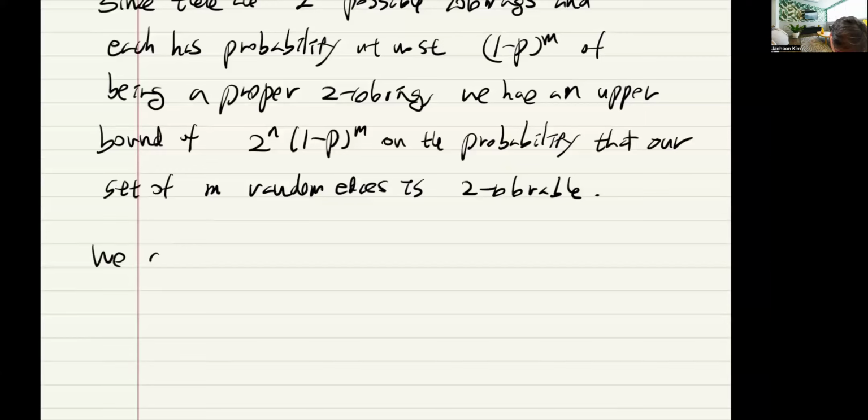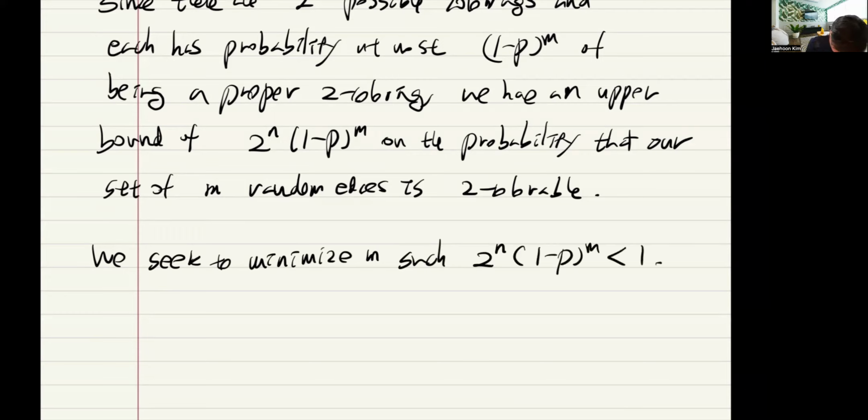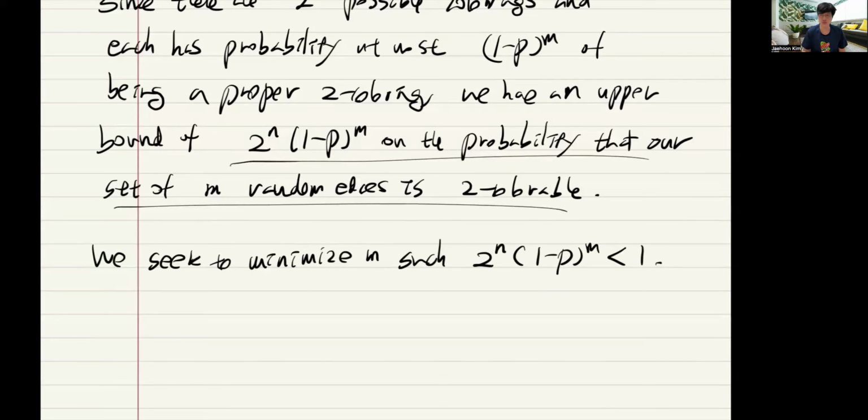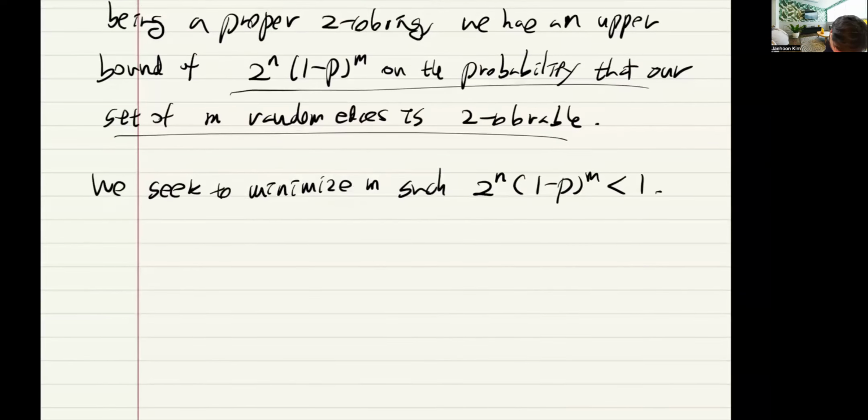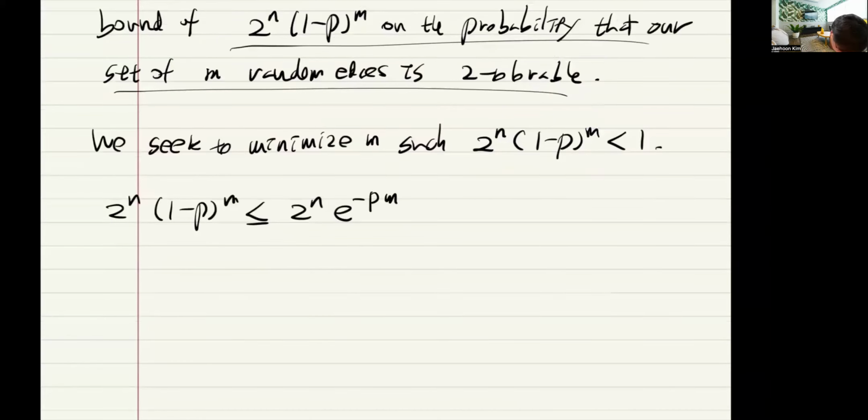So now what? It suffices to minimize m while this number is smaller than 1. The probability of it being two colorable is smaller than 1 means that there is positive probability that it is not two colorable. Since what do we know? It is more than 2 to the m times e to the minus pm. So this inequality holds.